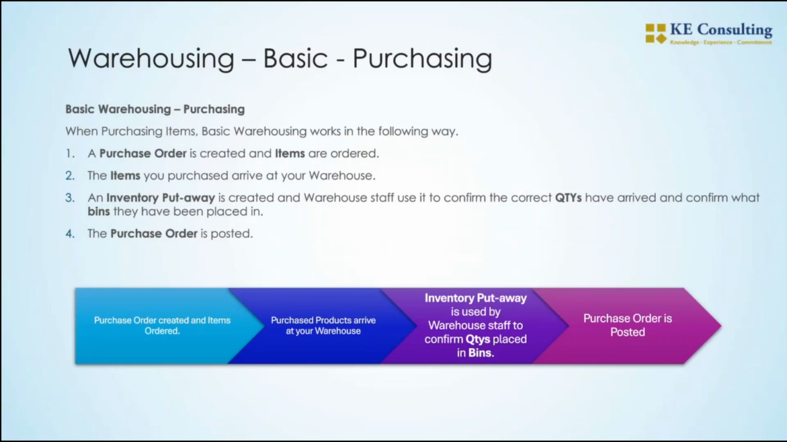So the purchasing flow goes as follows. A purchase order is created and the items are ordered. Once the items arrive at our warehouse, we create and open the inventory putaway. Here we confirm how many items have arrived and which bins we've placed them in. The putaway can also suggest what bins to place our items in. We can then post this putaway and then post the purchase order.